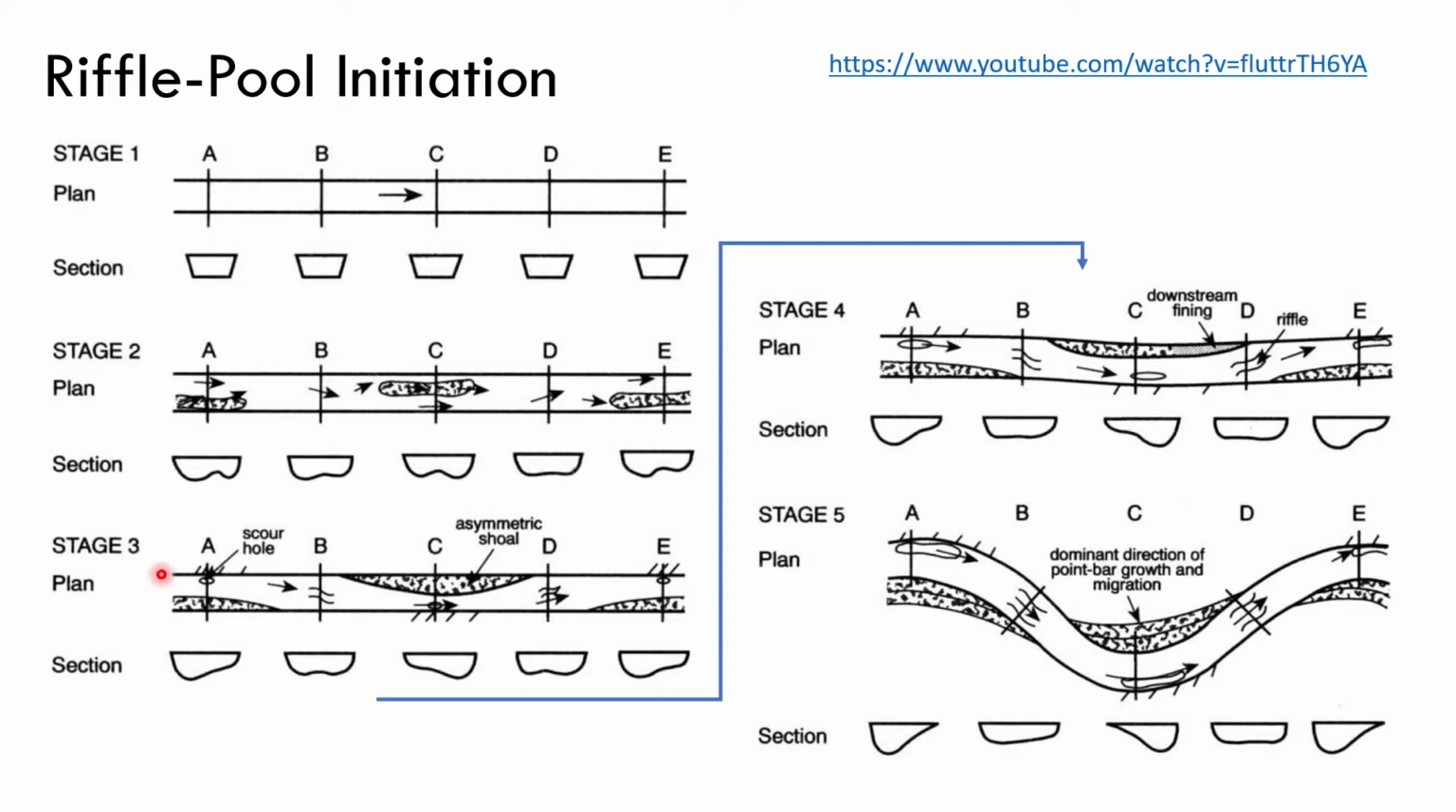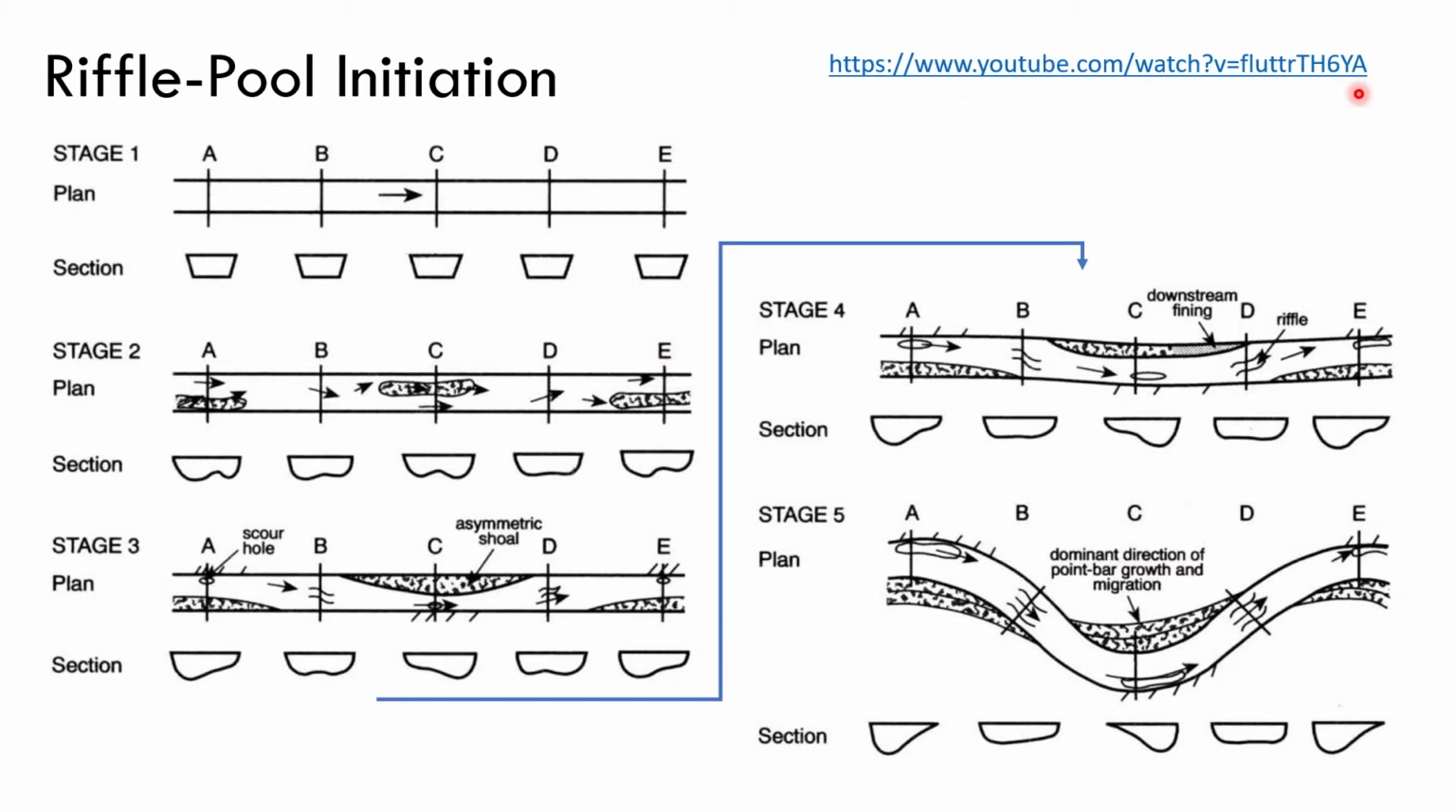And so we end up building up these big alternating bars, and then the alternating bars are affecting the velocities in such a way that we start to get riffles in between. Okay? And so eventually we will get riffle pool morphology from a straight channel.